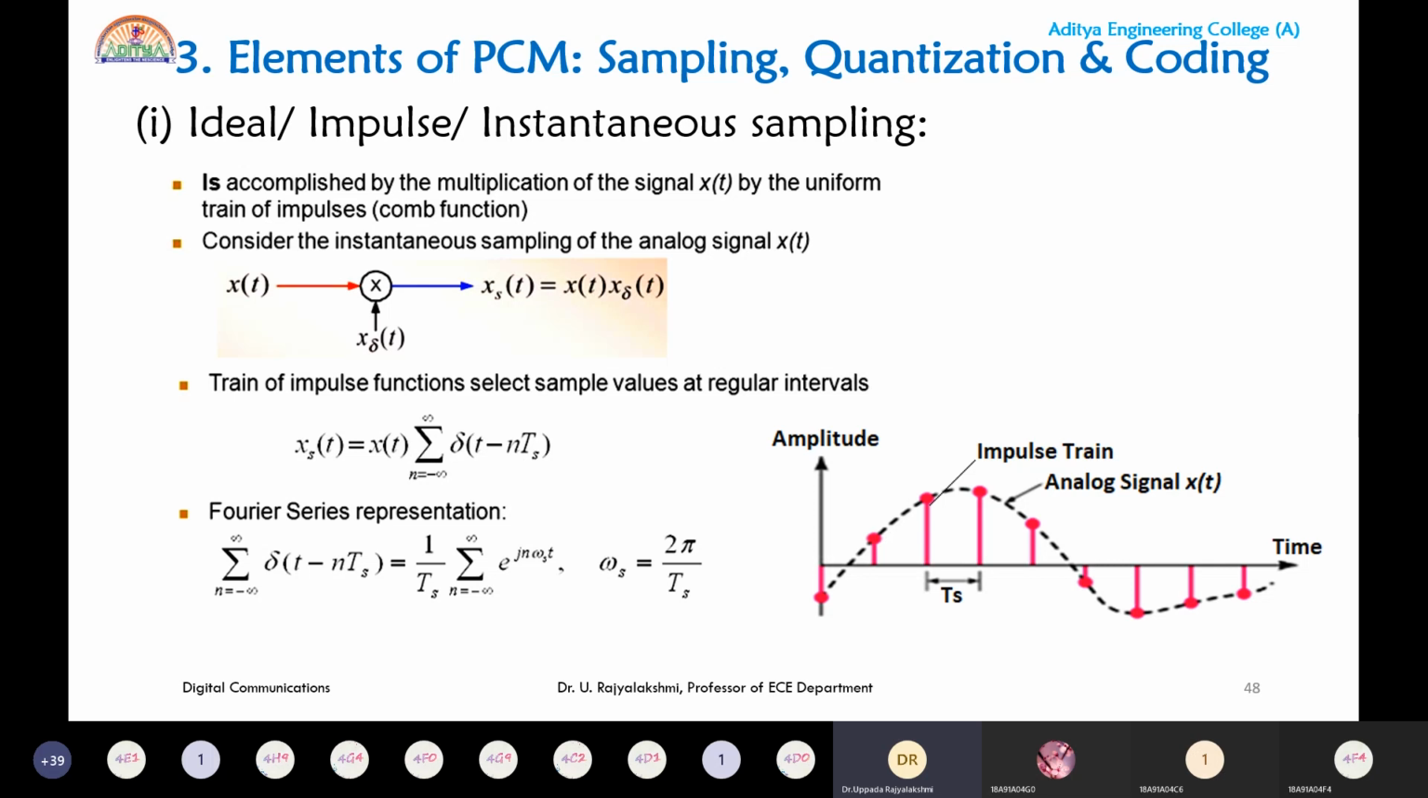Now, let us see the principle behind this. So what is the principle behind ideal sampling? The principle is that x of t is always multiplied with a series of impulse train.